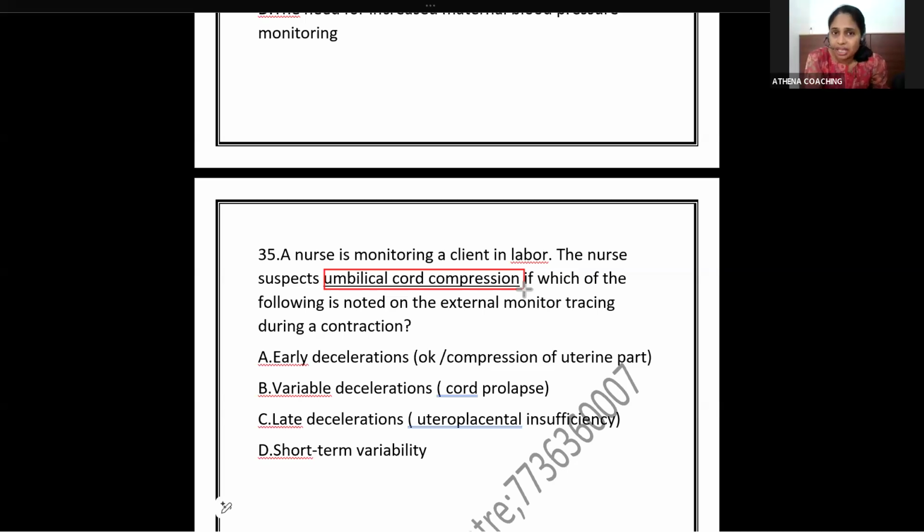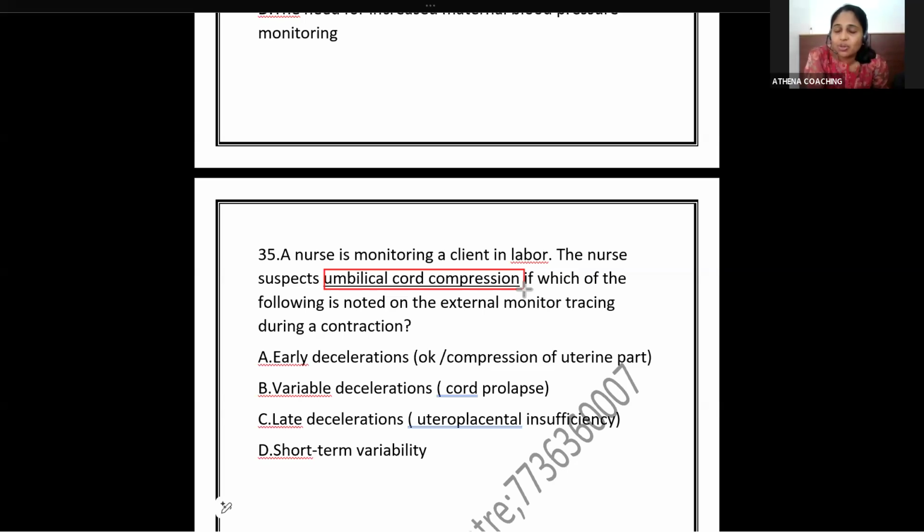Normally during contraction, fetal heart rate will increase. That means uterine contraction usually causes acceleration of fetal heart rate. So what usually happens? The fetal heart rate increases, acceleration occurs, at the time of contraction, which is quite normal.